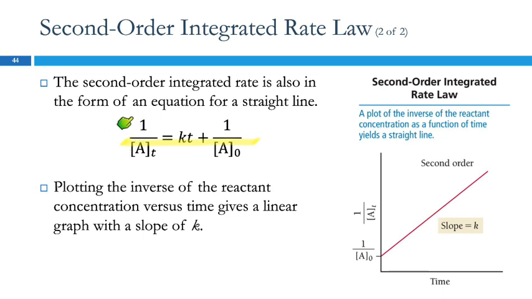So here we have y equals mx plus b. So y here is 1 over the concentration at time t. X is time, again, that's here. The slope now is the same as k, and the intercept is 1 over the initial concentration.